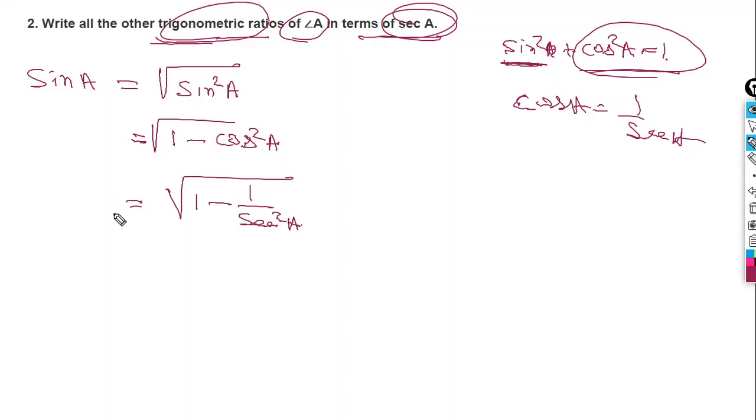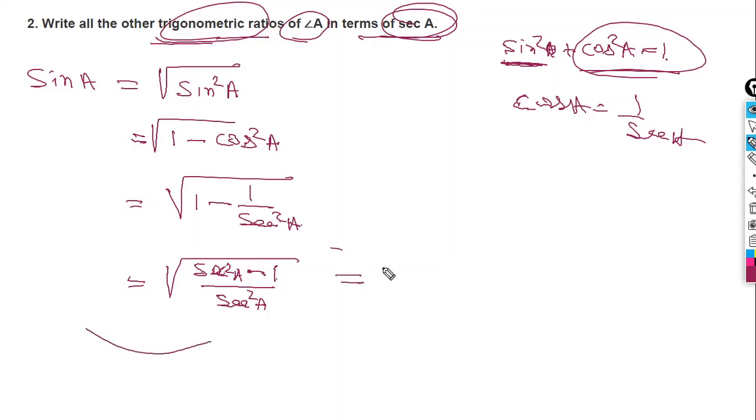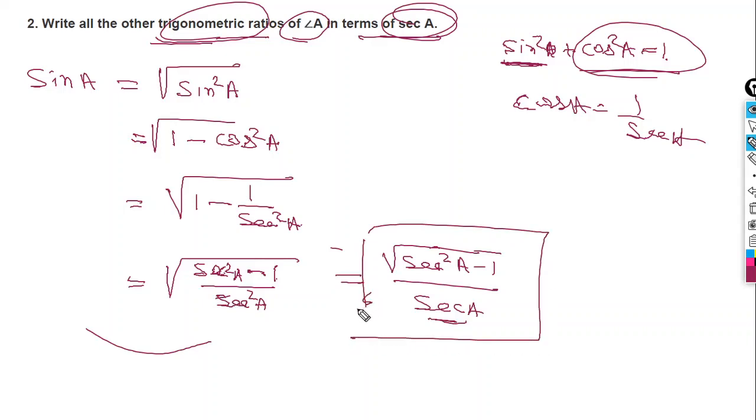This can be your solution, or you can simplify it further. Taking the LCM, it is root over of sec square A minus 1 divided by sec square A. That means root over of sec square A is equal to sec A. So this is your answer: root over of sec square A minus 1 divided by sec A. So we have converted sin A in terms of sec A.